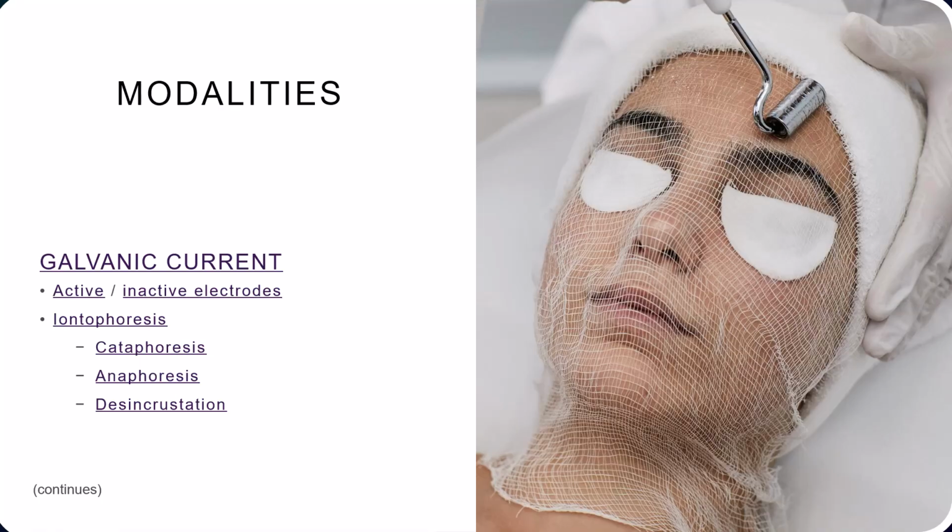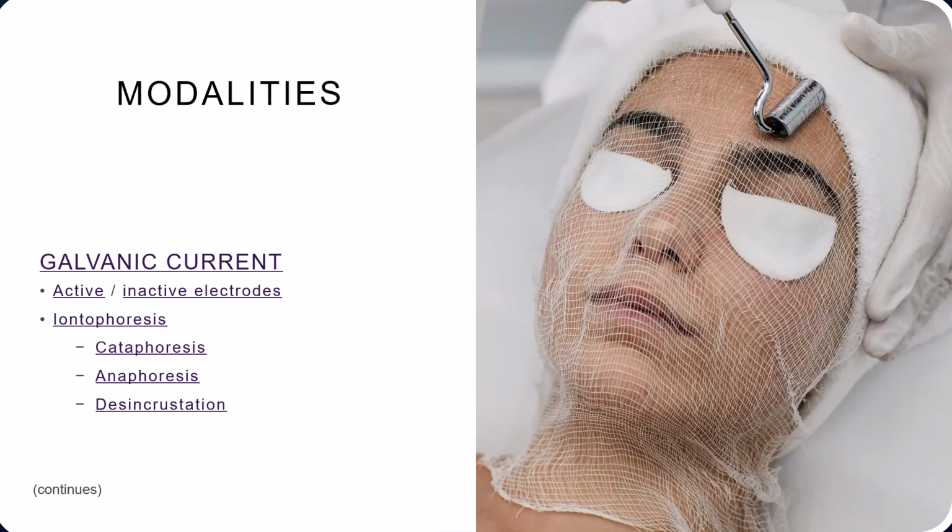Iontophoresis is the process of infusing water-soluble products into the skin with the use of electric current, like using the positive or negative pole on the galvanic machine. Cataphoresis is infusing an acidic or positive product into the deeper tissues of the skin using galvanic current from the positive pole toward the negative pole. Anaphoresis is infusing an alkaline or negative product into the tissues from the negative pole toward the positive pole.